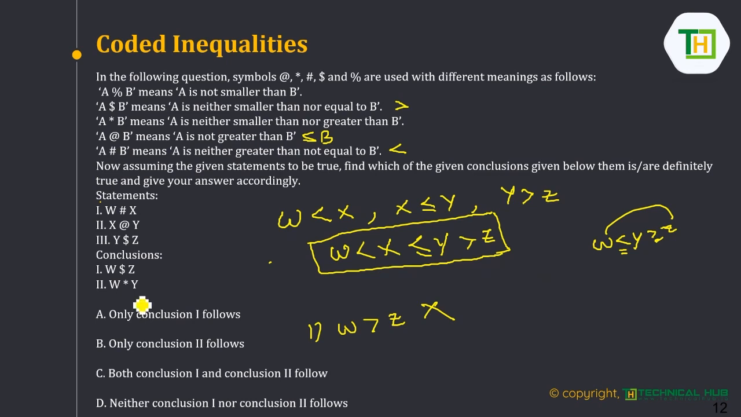Go for your second one. W star Y. Star means neither smaller nor greater, which means the equals to symbol. So the second conclusion is W is equal to Y. Here W less than Y is possible, but W is equal to Y is not, so the second conclusion is also wrong. Both conclusions are wrong, meaning neither conclusion 1 nor conclusion 2 follows.